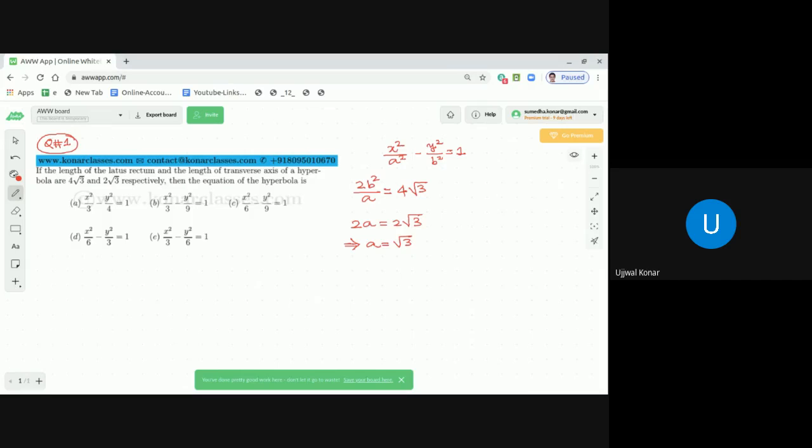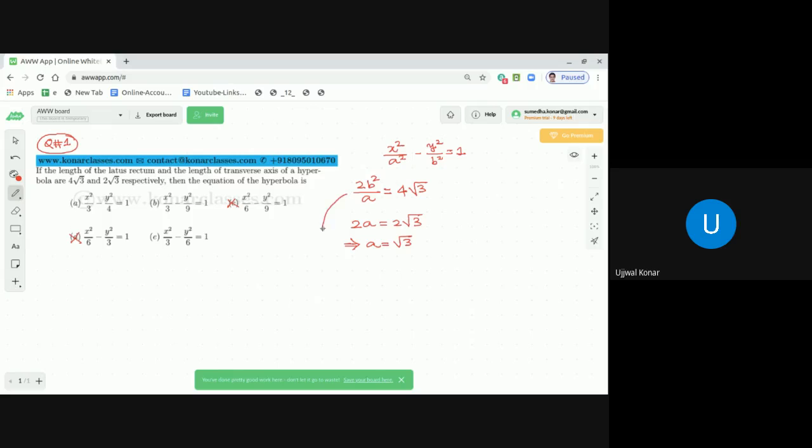So the moment a square is equal to 3, if you just look into the 5 options, you see that option C and option D are nullified. They cannot happen. Option C cannot happen. Option D cannot happen. Okay.